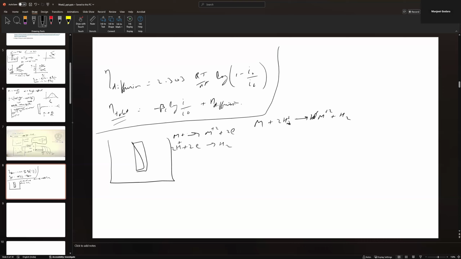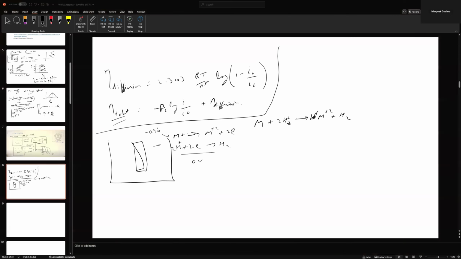Here the hydrogen reduction reaction takes place at 0 volt standard potential. The metal may have some standard equilibrium potential of minus 0.5, maybe. So when both these reactions are taking place, the potential for the reaction will be somewhere in between these two values. And that can be calculated by the mixed potential theory.